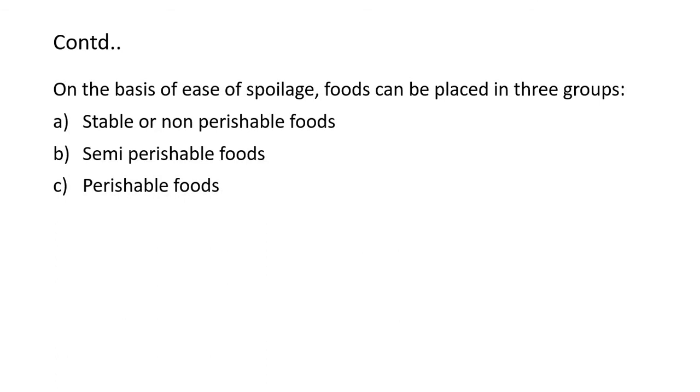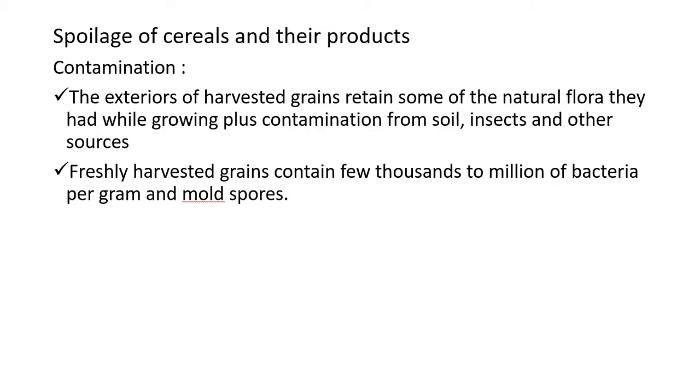Whereas non-perishable foods like cereal grains and pulses, we can keep for years together. Whereas perishable foods, we can't keep for 1 or 2 days because they will spoil very soon. Okay, now we'll discuss the spoilage of cereals and their products. About contamination, the exterior of harvested grains retains some of the natural flora they had while growing, plus contamination from soil, insects, and other sources.